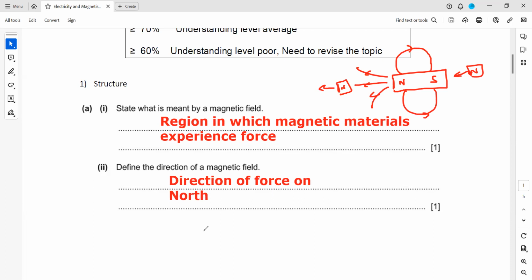Same thing, if they ask what is the direction of an electric field, the direction of electric field is the direction in which the positive charges experience the force. So the region around which magnetic material experiences force we call a magnetic field, and the direction of a magnetic field is actually the direction of force on the North Pole. Is it clear? Question one, part A and two, A1 and 2.